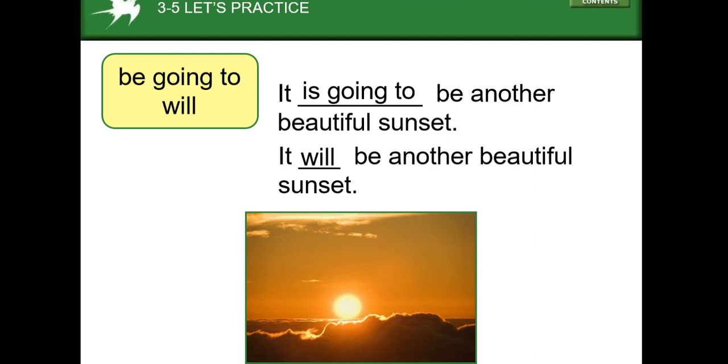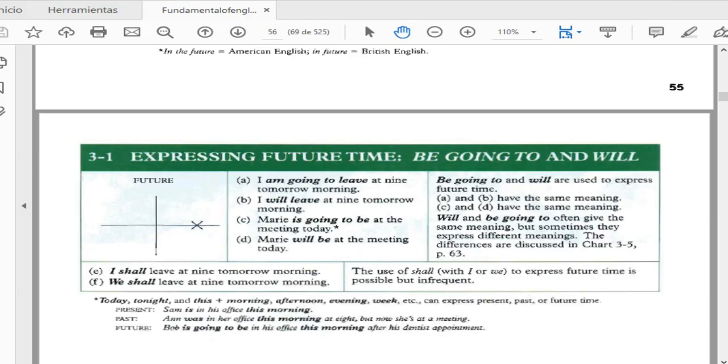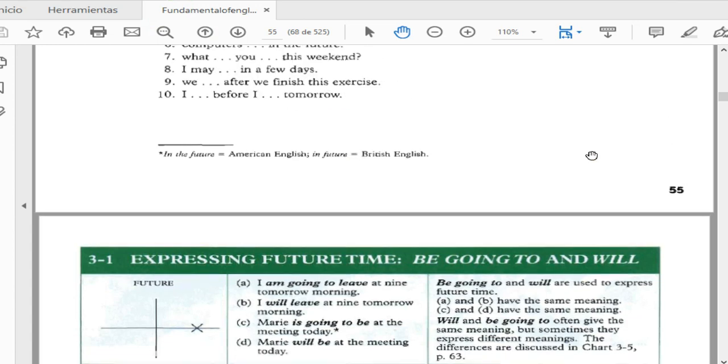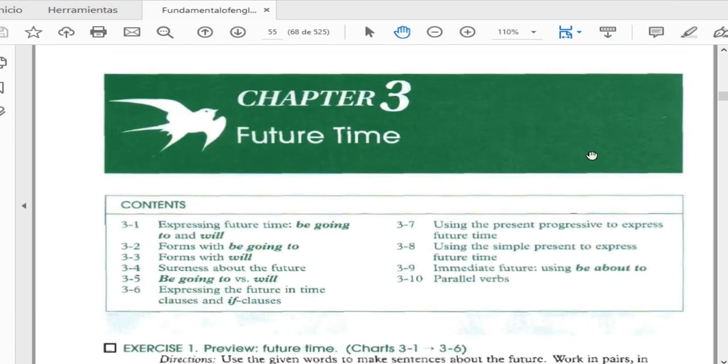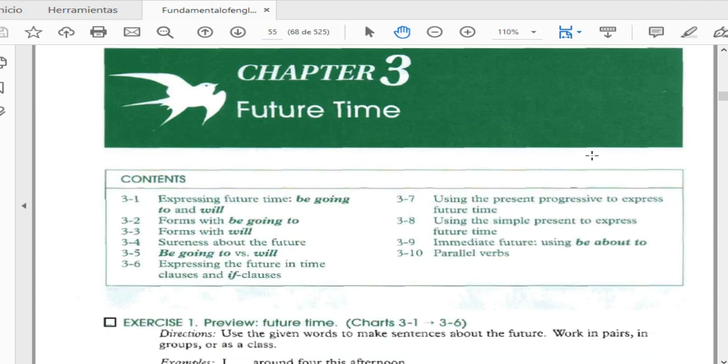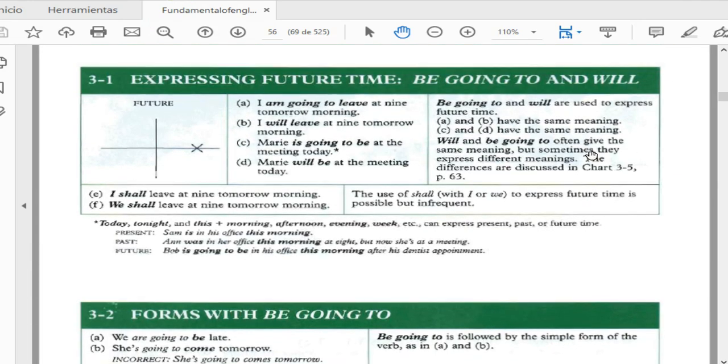So people, now I'm going to explain to you the different practices that you are going to develop in order to learn more about this interesting topic, future tense. These are the document or file that you have to download on the platform. This is chapter 3 about the future time, and there you will find more profound explanations about what I explained in the video. There you will find more information that will give you more opportunities to learn this topic perfectly.